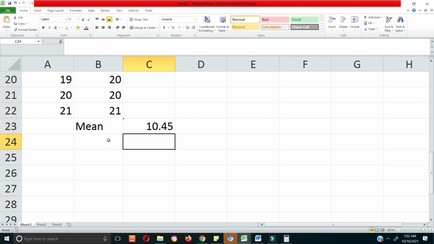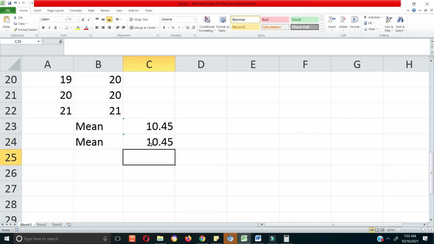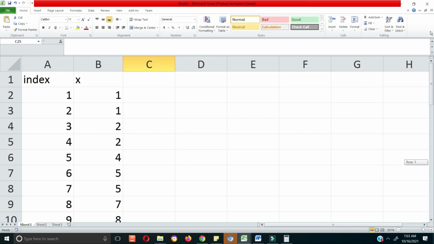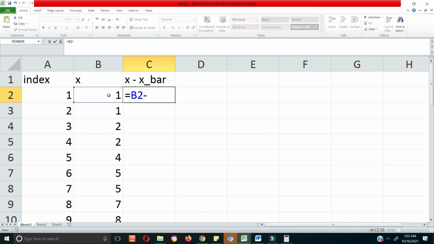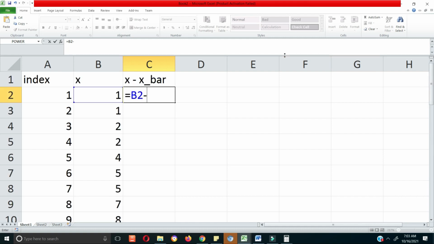I could also just use the Excel function, which is average, and we put in the range B2 to B21. It still gives us the same value. Then we are going to have the deviations, x minus x bar. That is going to be this value minus the mean, and the mean is going to be in cell B23. I just have to fix it so the formula doesn't keep changing.